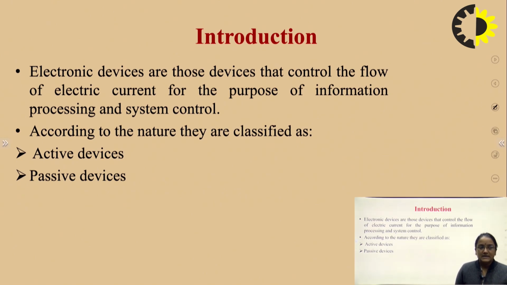So, the basic examples of active devices are BJT, IC, MOSFET. These are the examples of active devices. Passive devices are resistors, capacitors and inductors.